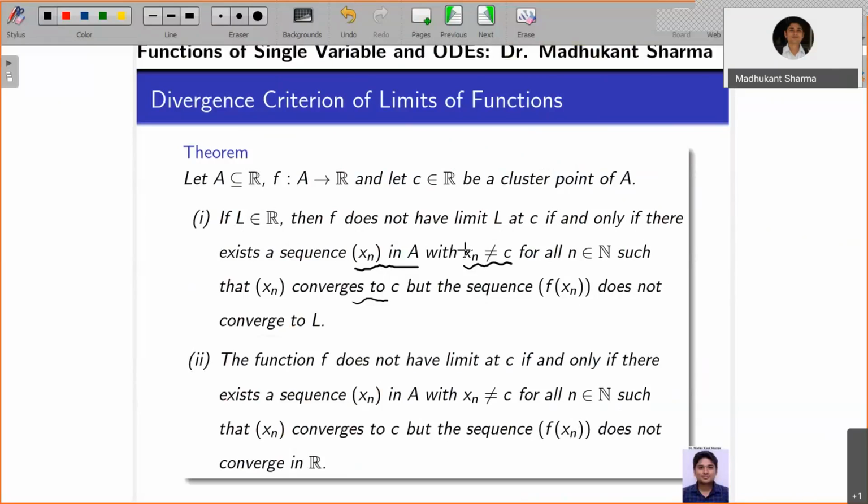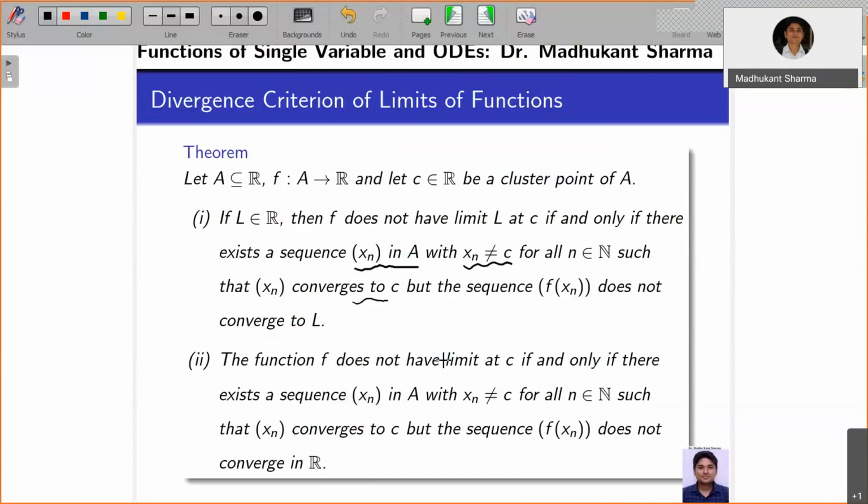So the second result says that the function f does not have a limit at C if and only if there exists a sequence xn in A where each xn is distinct from C, and the limit of xn is C, but the sequence f of xn does not converge in R, meaning it diverges. So if f of xn diverges, it means f does not have a limit at C, meaning the limit does not exist. Now, how to utilize these results? Then we are going to look at some examples.